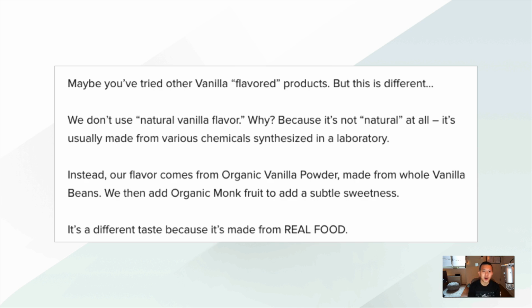Maybe you tried other vanilla flavor products before, but this is different. We don't use natural vanilla flavor. Why? Because it's not natural at all. It's usually made from various chemicals synthesized in a laboratory. Instead, our flavor comes from organic vanilla powder made from whole vanilla beans. We then add organic monk fruit to add subtle sweetness. It's a different taste because it's made from real food.